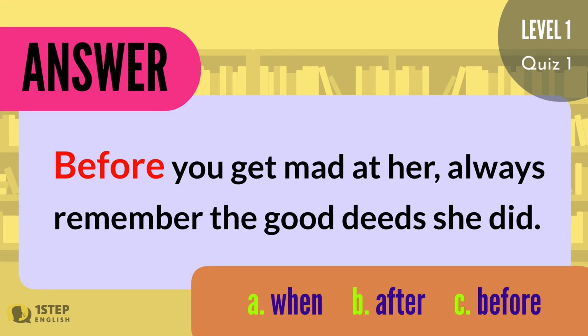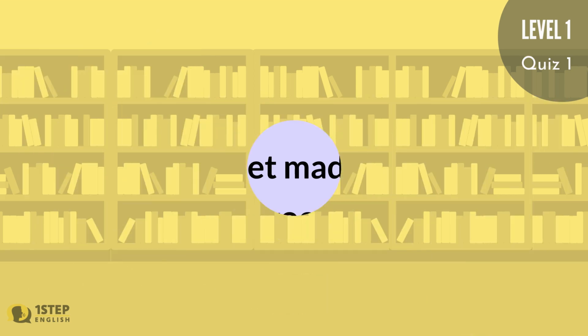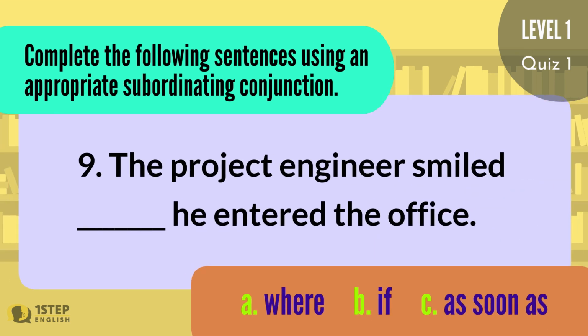The answer is, letter C. Before. Before you get mad at her, always remember the good deeds she did. Number 9. The project engineer smiled. He entered the office. Letter A. Where. Letter B. If. Letter C. As soon as.